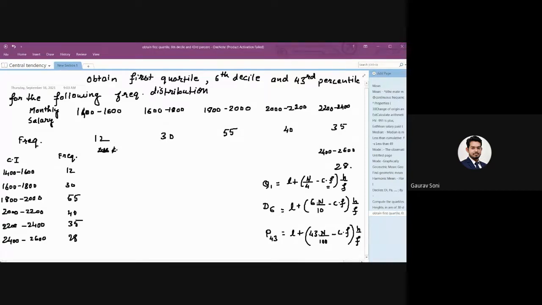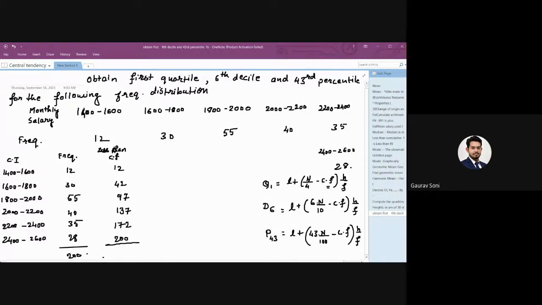So this will be 12. This will make it 42. The next one will be 97. Then 137. Then 172. This is 200. Okay, so the sum is 200.